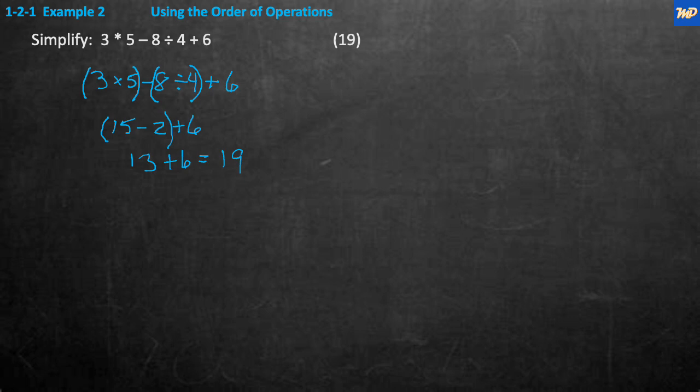Did you see that? You go from left to right when they're the same operation. Here we're doing multiplication, division. You go left to right. Here where we're doing addition, subtraction, we go left to right. Okay?